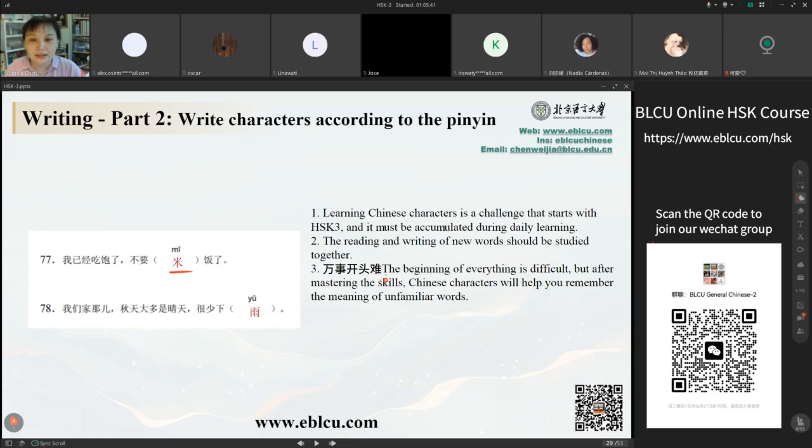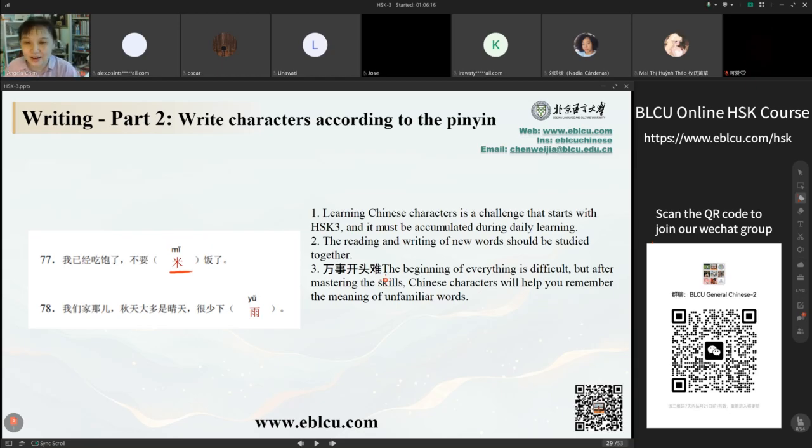So it is very important while you're learning new words in HSK3. At the same time, you need to remember the character while you are learning reading it. So reading and writing of new words should be studied together from HSK3, from right now. You can't just separate it. Don't use pinyin. Just look at the character while you are learning the new word.